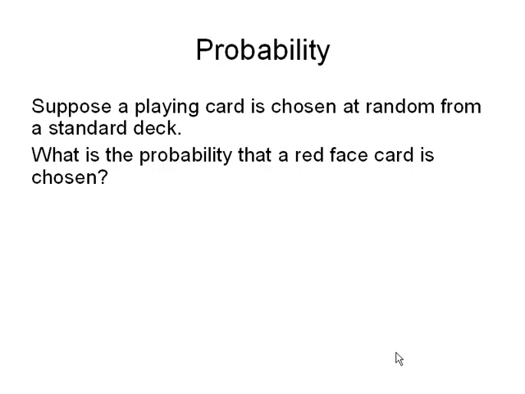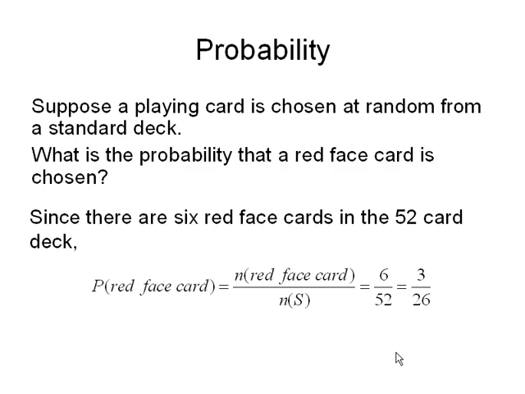So now let's figure out, what is the probability that a red face card is chosen? To do this, we need to know how many red face cards there are. And there are 6 red face cards in the 52 card deck: the king, queen, jack of hearts, the king, queen, jack of diamonds. So the probability of a red face card is the number of red face cards, which is 6, divided by the number of cards in the sample space, which is 52. So that 6/52 reduces to 3/26.